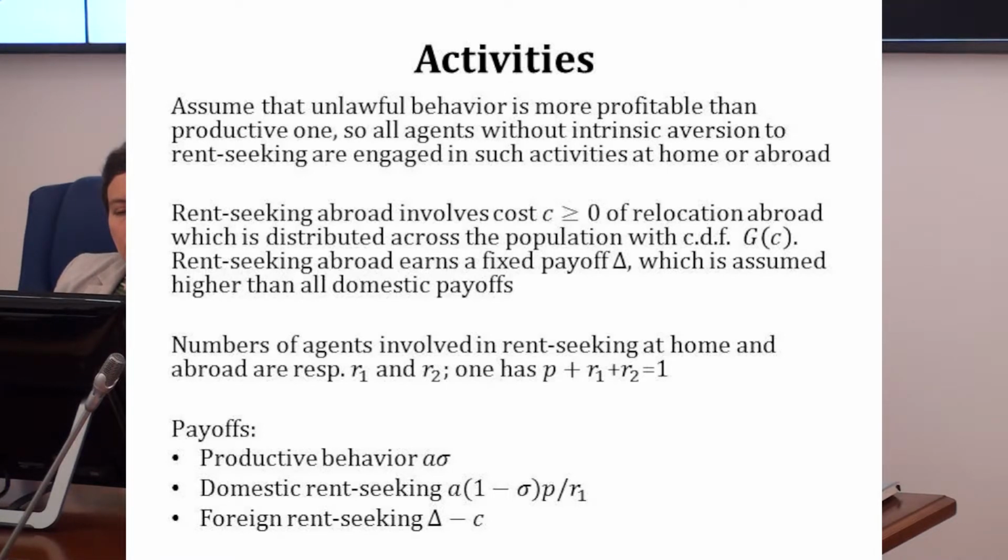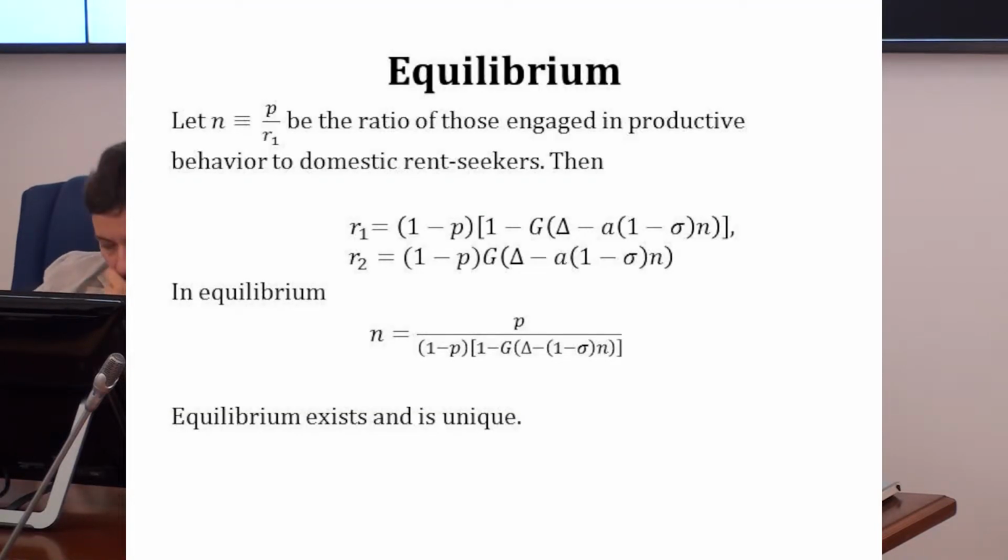We assume that people are different in their relocation cost. And therefore, when you contemplate moving abroad, then you should factor in that relocation cost as well. At the bottom of the slide, you see payoffs to different activities: productive behavior, domestic rent seeking, foreign rent seeking. As always in such models, we're interested in equilibrium, and again, as is often the case, equilibria are driven by the ratio of those engaged in productive behavior to domestic rent seeking. This is how an equilibrium looks like. It can be easily shown that it exists and is unique.